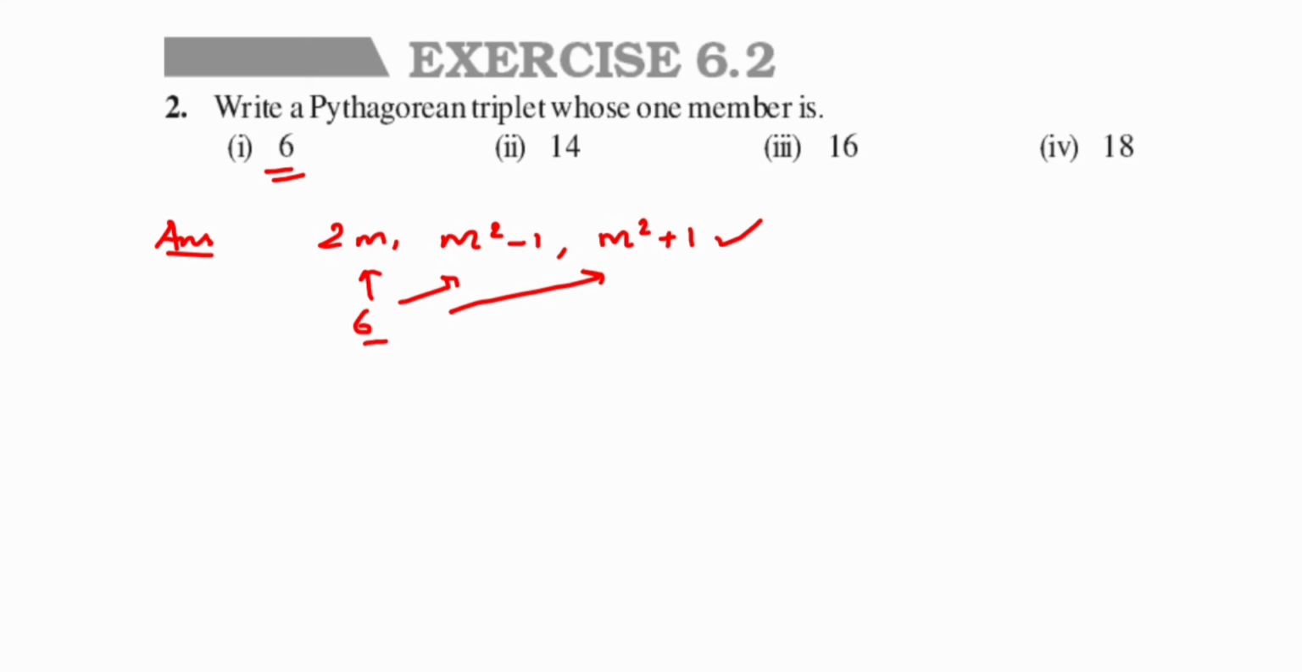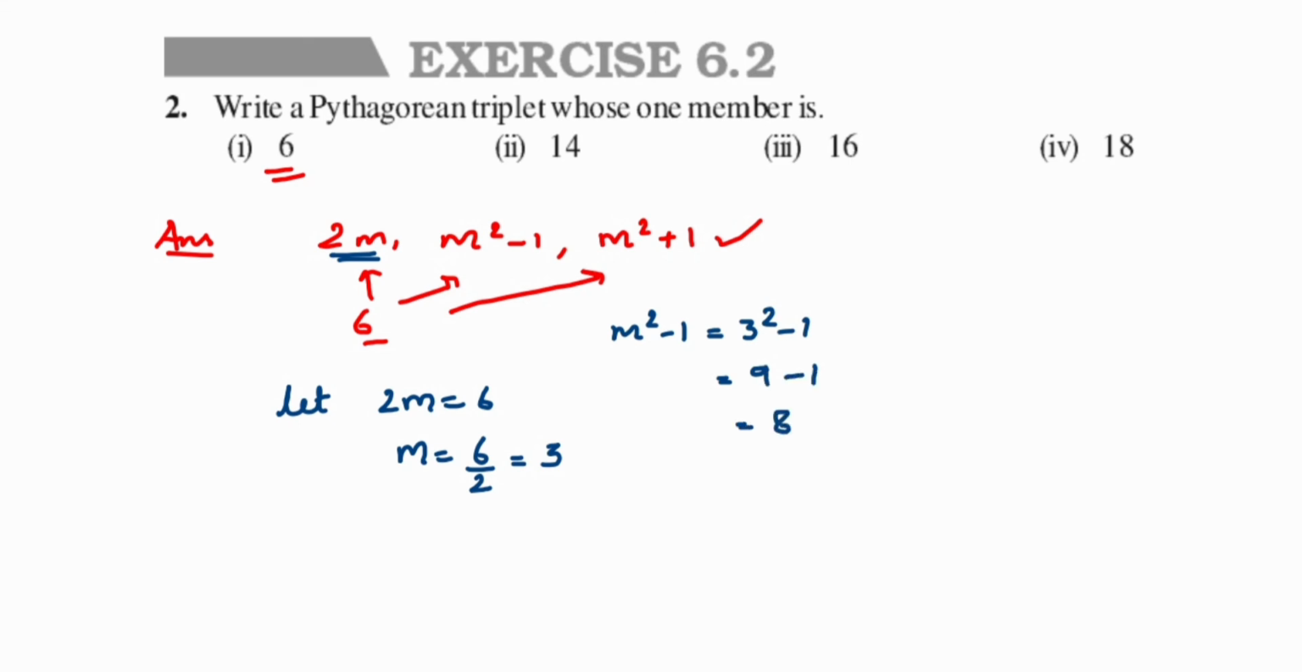Okay, so here I'm going to assume 2m is equal to 6. So m is equal to 6 upon 2, which gives me 3. Now to get the other two numbers, m square minus 1 is equal to, in place of m I substitute 3, so this is 3 square minus 1. So this is 9 minus 1, which is 8. Similarly, let us find m square plus 1. This is 3 square plus 1, which is 9 plus 1, which is 10.